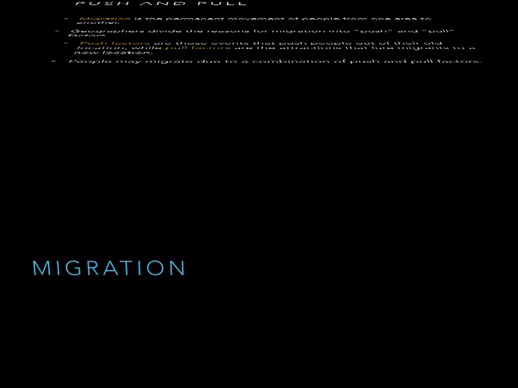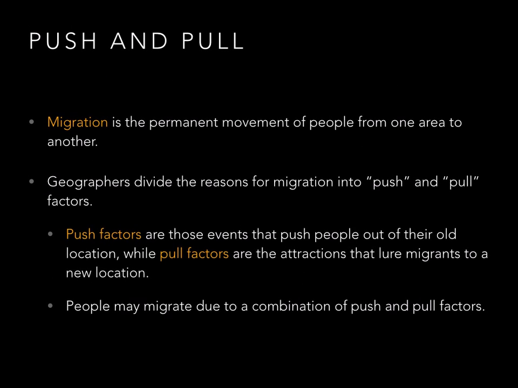Migration. Push and pull. Migration is the permanent movement of people from one area to the other. Geographers divide the reasons for migration into push and pull factors. Push factors are those events that push people out of their old location. Pull factors attract or lure migrants to a new location. People may migrate due to a combination of push and pull factors. We'll discuss some of them now.